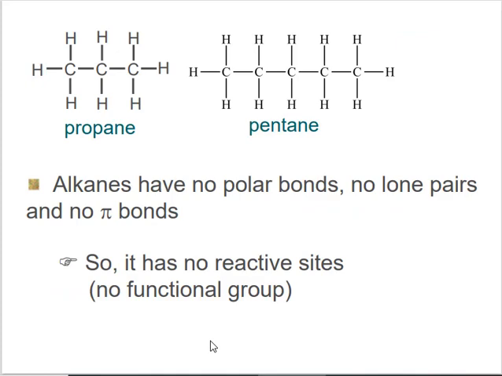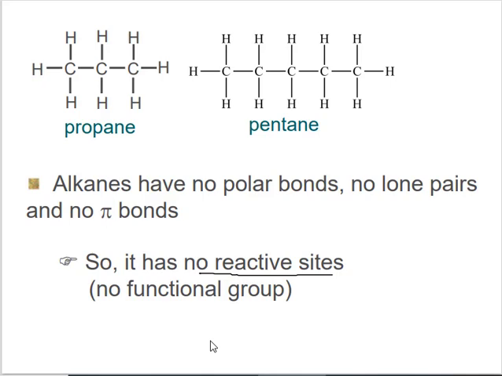Okay, so alkanes have no polar bonds. Basically, alkane molecules are non-polar. Okay, and then they have no lone pairs and no pi bonds, which means they don't have any double bonds or triple bonds in them. Okay, so it has no reactive site. So that is why alkanes do not have any functional group.